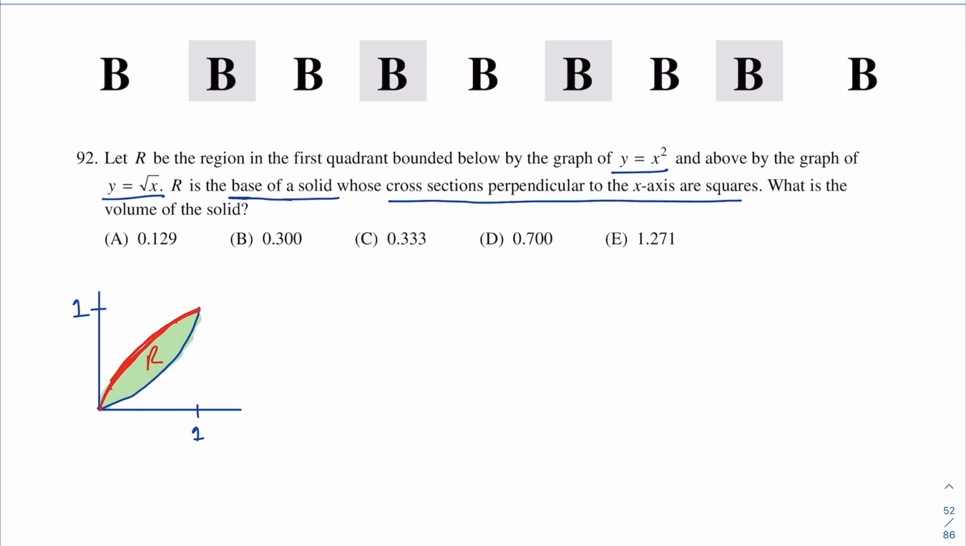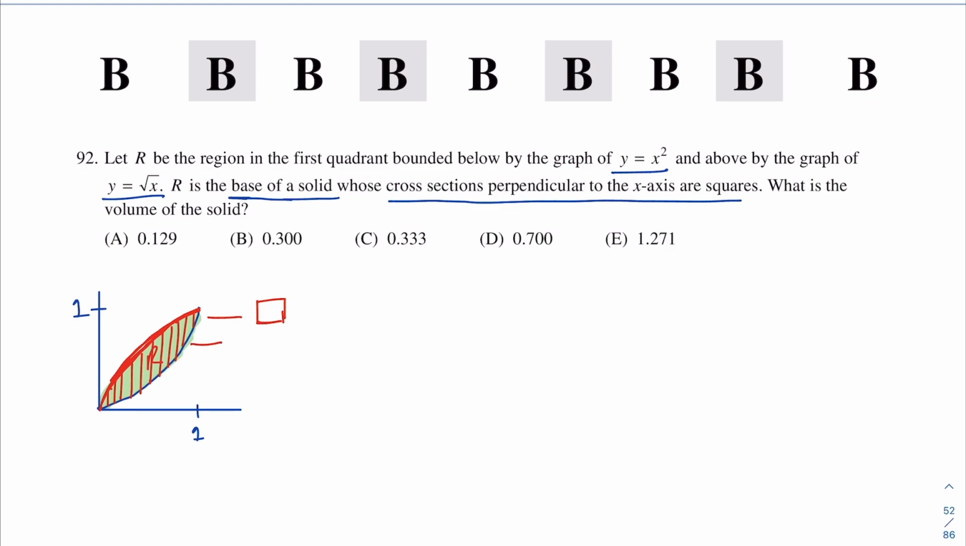And it's saying that R is the base of a solid whose cross sections perpendicular to the x-axis are squares. So perpendicular to the x-axis is like this, right? Each one of these lines, if I was to draw it like that, makes up the length of a square. And it asks, what is the volume of this solid? So what that solid is, these heights. Each of those heights, if I pull this out, is the length of a square. So that length squared is the area, and the sum of all those areas is the volume, right?